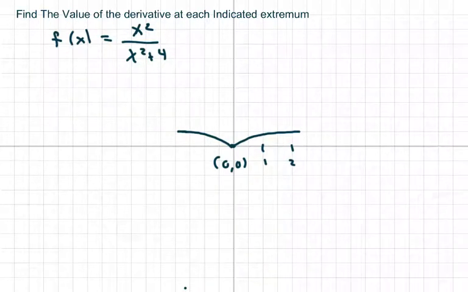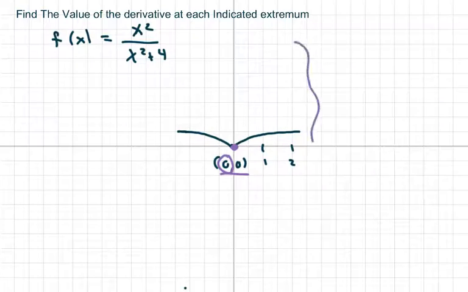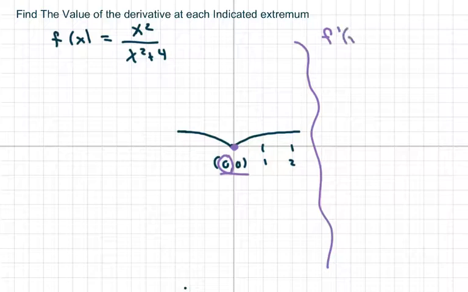Hi everyone. We're going to do two problems here, one with sine or cosine and this one right here. And we want to find the value of the derivative at each indicated extremum. And it's right here at this point, and my x value is 0. So the first thing we do is take the derivative of our function. So derivative of x. And I'm going to go ahead and write it on the same graph.